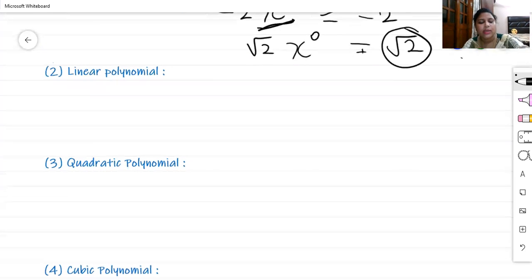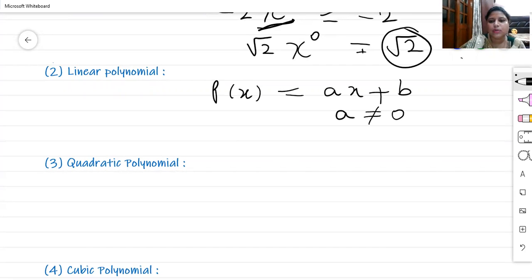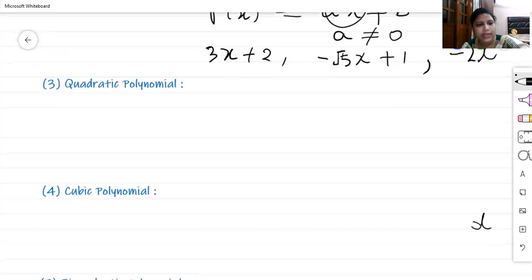What is a linear polynomial? If the degree of the polynomial is 1, then it is called a linear polynomial. And what is the standard form of the linear polynomial? p(x) equals ax plus b, and a cannot be equal to 0, because if a equals 0, this term vanishes and it will become a constant polynomial. But b can be 0. Examples of linear polynomials: 3x plus 2, minus root 5 x plus 1, or minus 2x. These are the examples of linear polynomials.